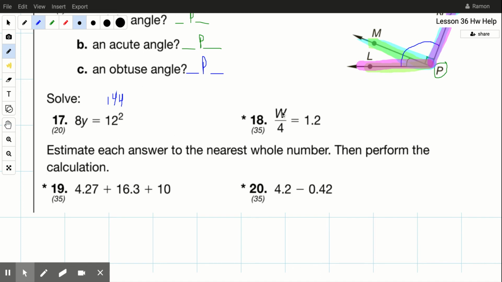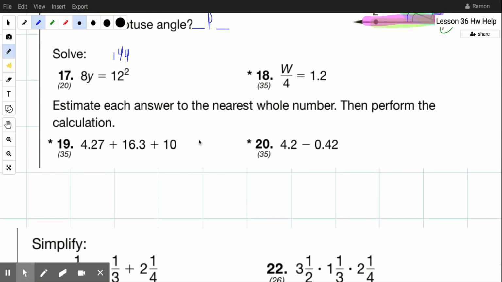For 18, similar story. They're being divided. The dividend is the numerator. So you use the inverse operation to solve for w. The opposite of division is multiplication. So you want to multiply both sides by the denominator.